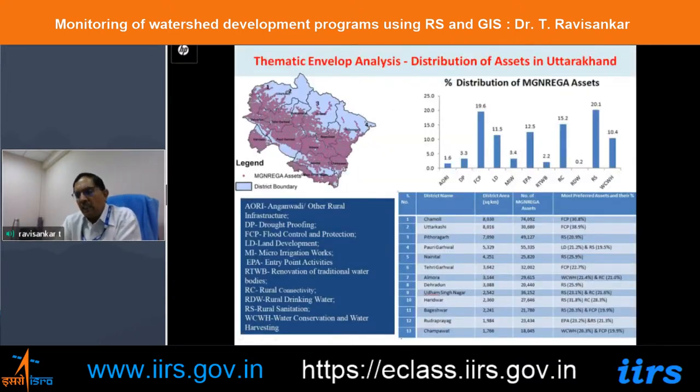The second attempt that we made with the big data or the analytics that we have is how the Manrega assets are distributed across different terrains or different slope conditions. And one example especially I'm going to show you is in Uttarakhand. This is the Uttarakhand state. These are all the geotags that have been done in this particular state, and these are all the categories, from Anganwadi, rural infrastructure, drought proofing, flood control protection, land development, to water conservation and water harvesting structure. These are the major categories.